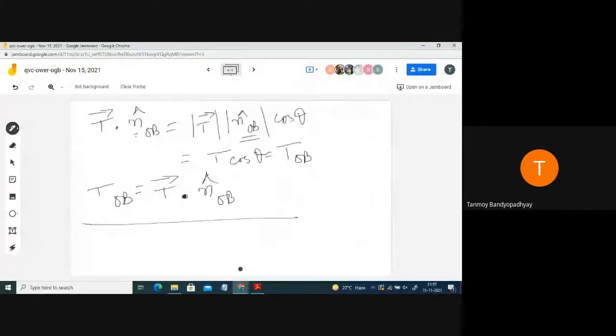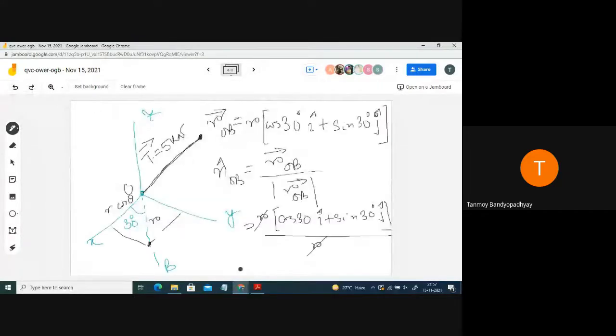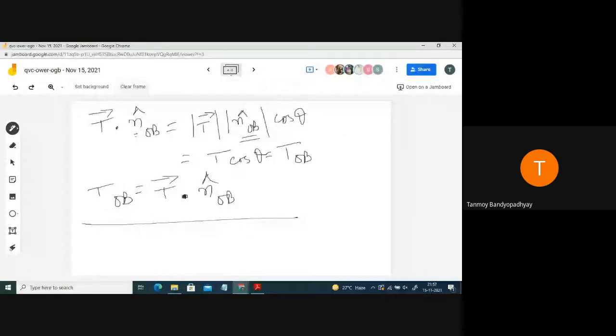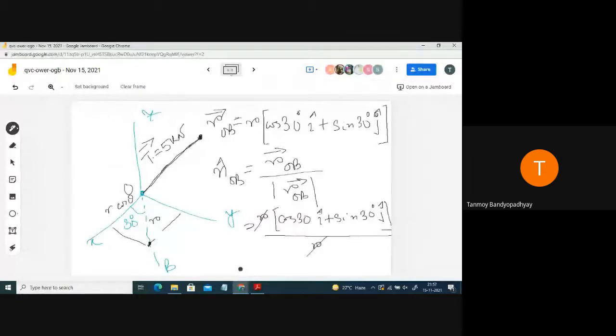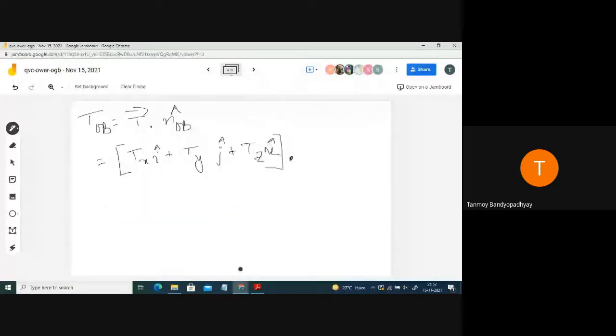So now you can do it. So TOB will be vector T dot NOB cap. So vector T was, so no need to write everything. Just write the things and let's see what actually we get. Plus TZ K cap dot. So this is something we got to be cos 30 I plus sin 30 J cap. So this is cos 30 I plus sin 30 J cap.